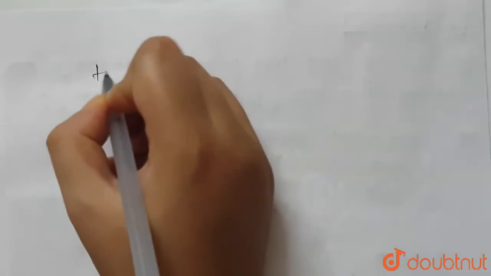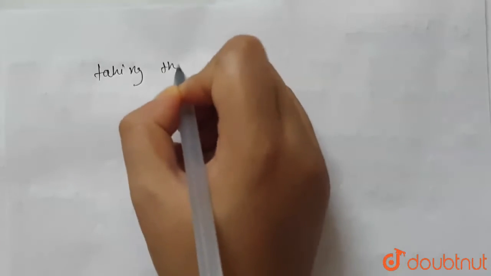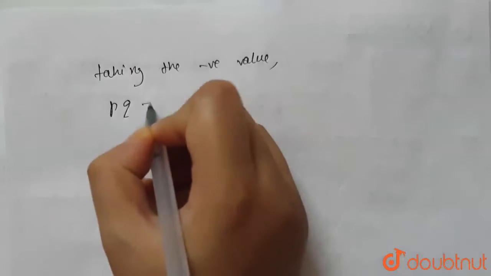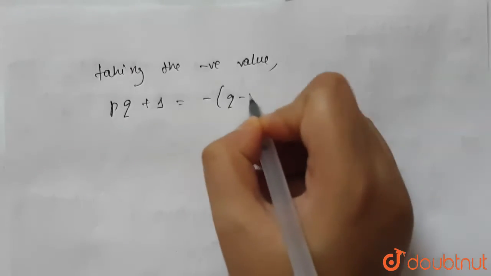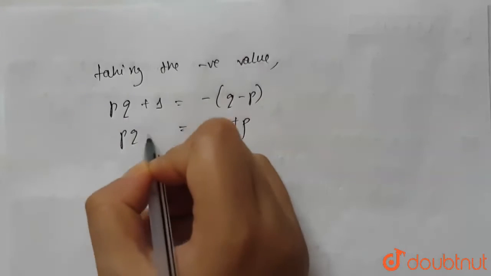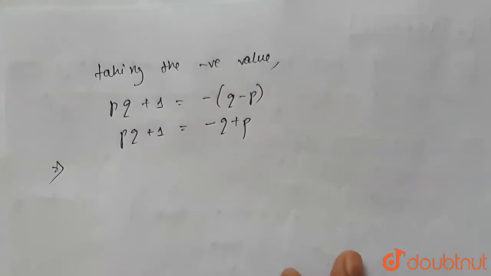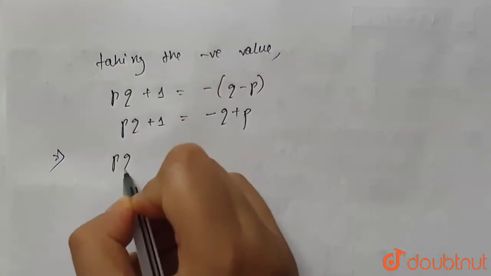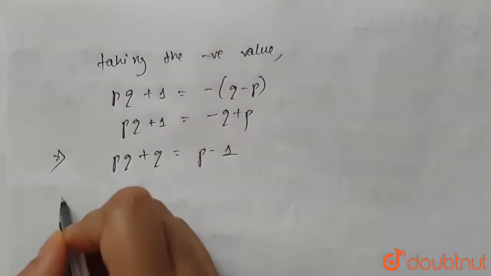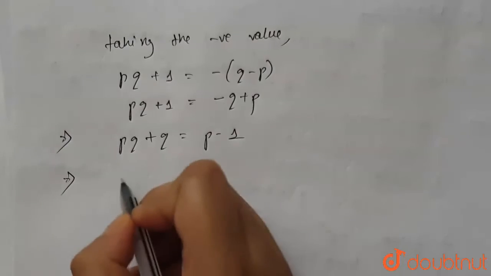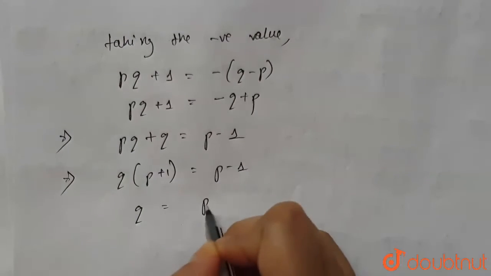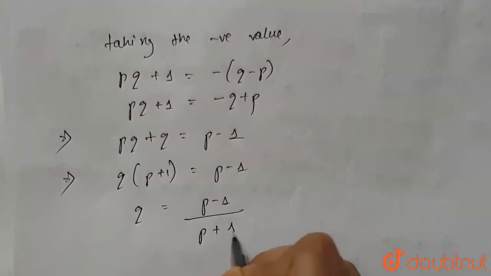Now taking the negative value, we get pq plus 1 equals minus of (q minus p), which is equal to minus q plus p. Okay, pq plus 1. So from here we can write pq, if I take the q in the LHS, pq plus q is equal to p minus 1. Okay, so if I take the q common, this will be q into (p plus 1) equals p minus 1. So the value of q we get is (p minus 1) divided by (p plus 1).